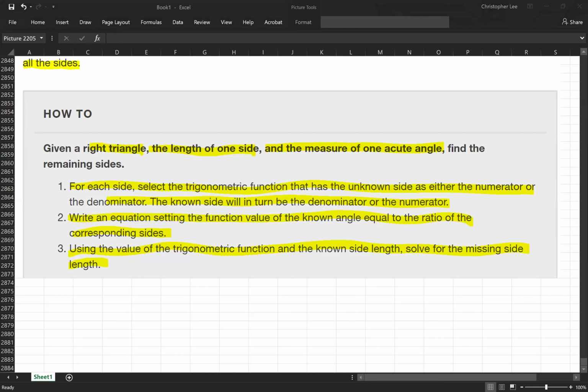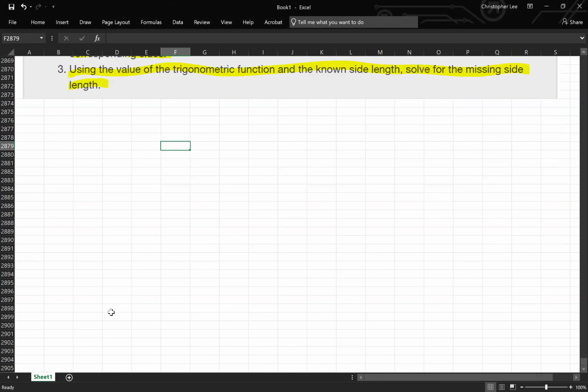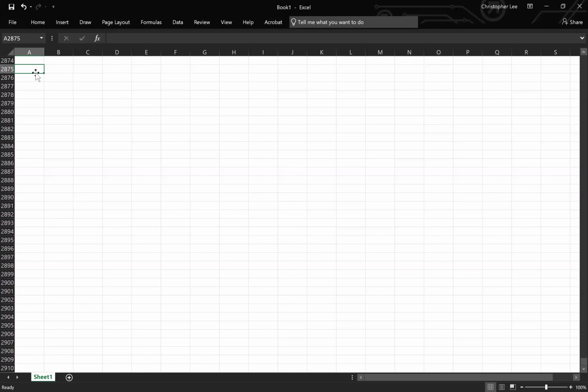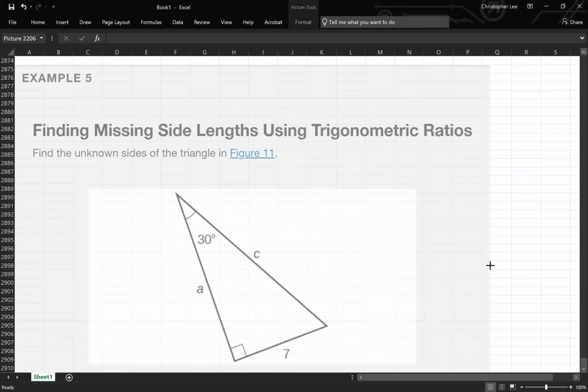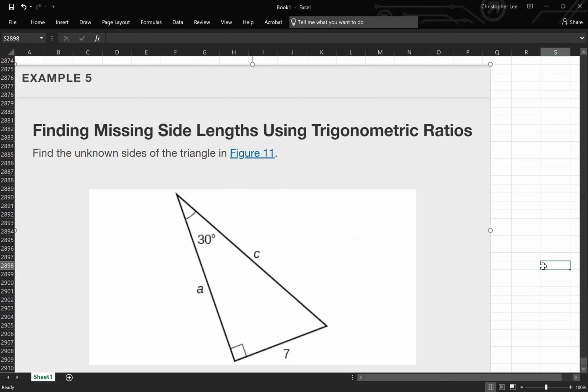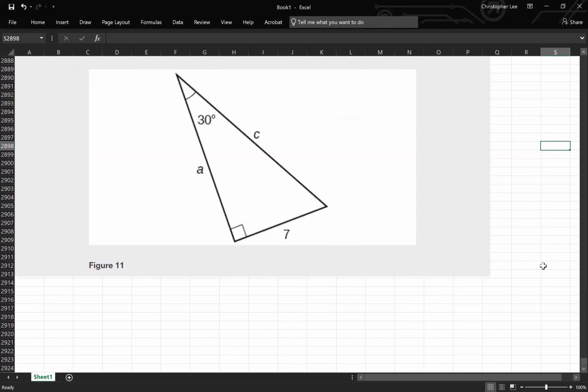So let's take a look at an example. In this question right here, we want to find the missing side lengths of the trigonometric ratios right here. All right. This is simple.